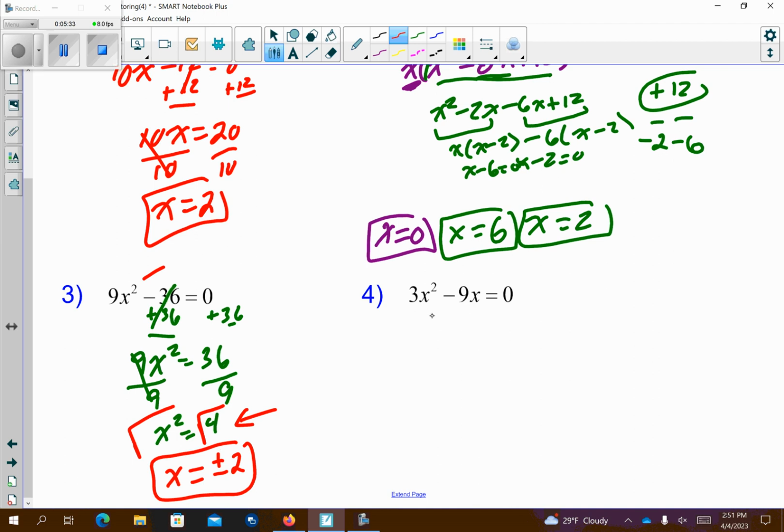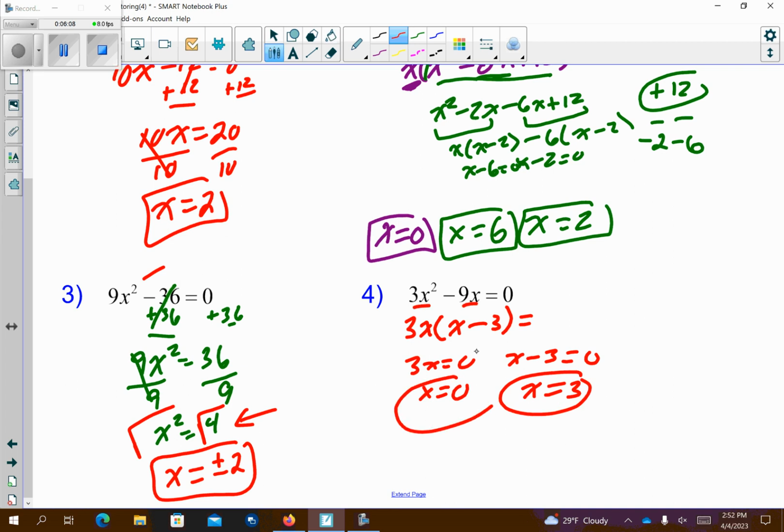Okay? This problem might be a little bit different because I have kind of a bunch of x values. So there might be another way to think about this problem. We could maybe think, could I factor a 3 and an x out of both of those? And in this case, yes, you can. So we can take a look at it and say, okay, that's going to give me x minus 3. So then I get 3x equals 0, x equals 0 because if I divide both sides, and x minus 3 equals 0. So x equals positive 3. And there's my two answers.